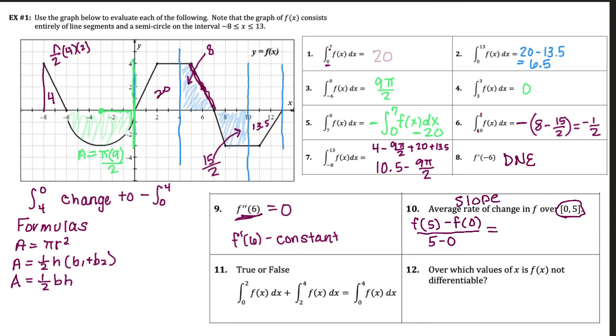And that's going to be equal to f at 5 is 4, f at 0 is 0, over 5, so that gives you 4/5.